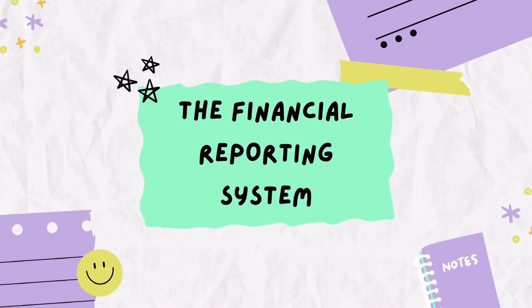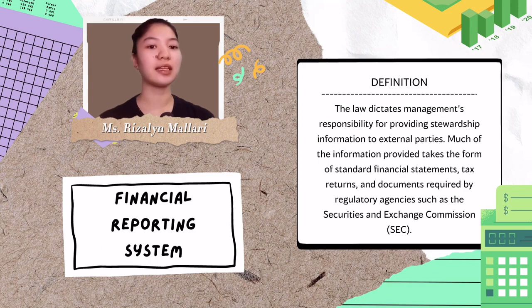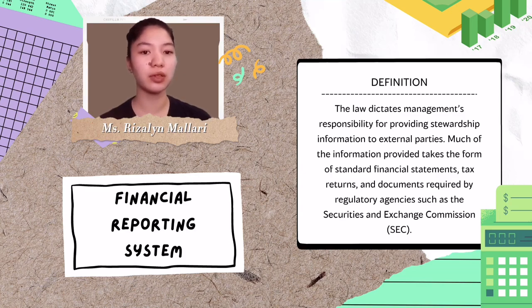So my topic is all about financial reporting system. The law dictates management's responsibility for providing stewardship information to external parties. This reporting obligation is met via the FRS. Much of the information provided takes the form of standard financial statements, tax returns, and documents required by regulatory agencies such as Securities and Exchange Commission or SEC.